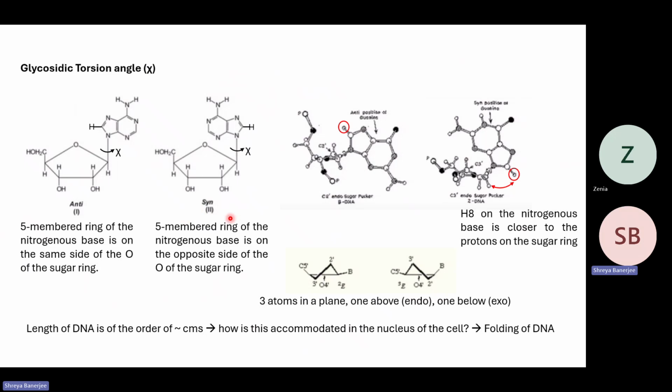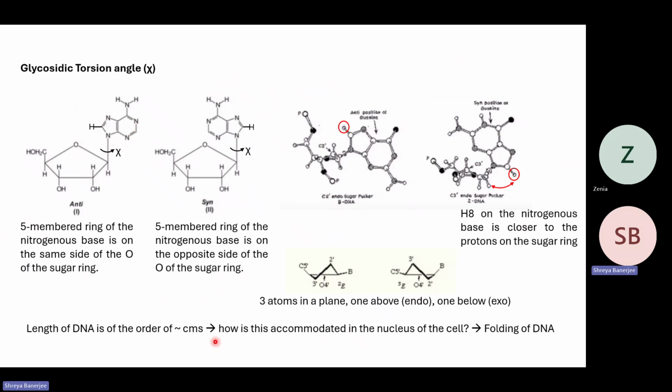And if this 5-membered ring is on the opposite side to this oxygen in the sugar ring, then it is called a syn conformation. Here you can see the example shown in 3D. This is the 5-membered ring of the nitrogenous base, and it is towards this oxygen of the sugar ring. This is the anti-conformation. And here the 5-membered ring is facing away from this oxygen. That is the syn conformation. So this angle is important in defining the orientation of the nitrogenous base with respect to the pentose sugar.